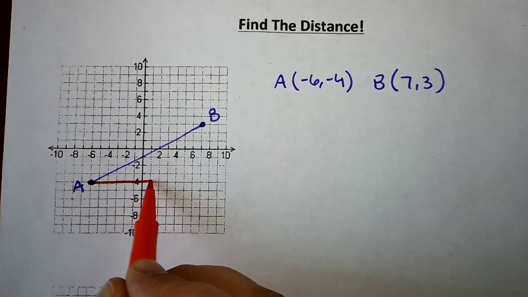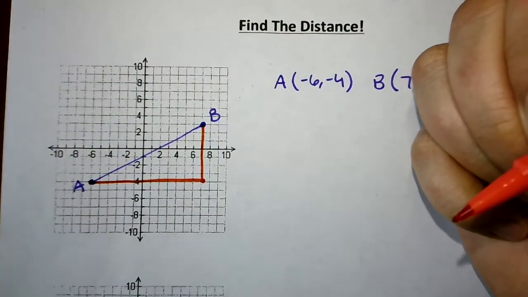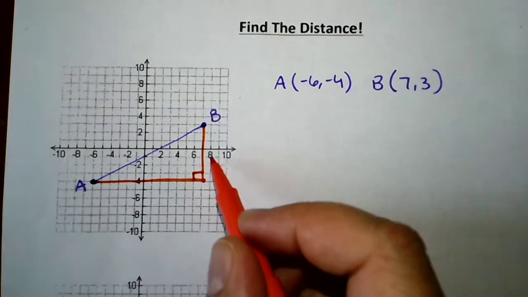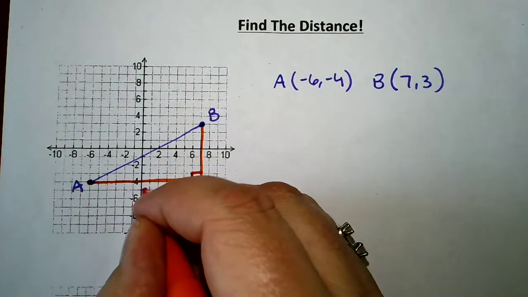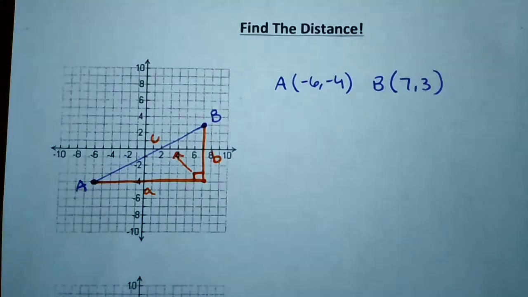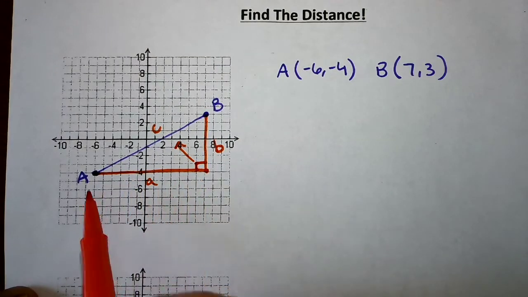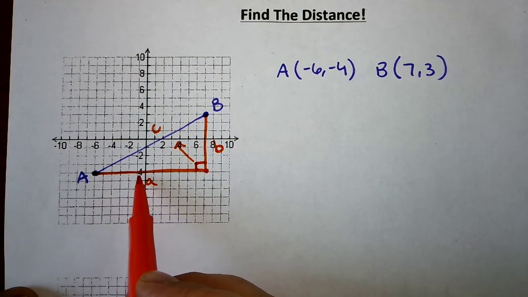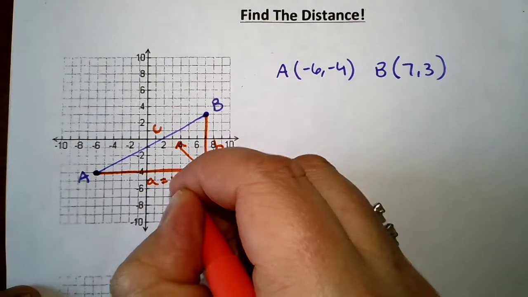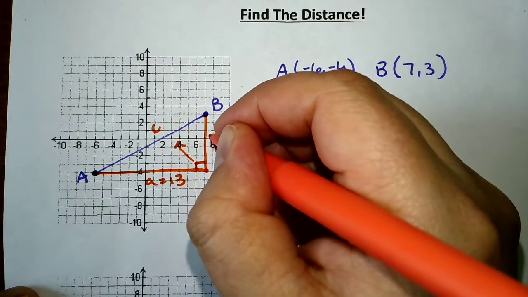So I'm going over and then up. And by doing that, I've created a right triangle. And the 2 lines that make that right angle are your legs, A and B. And then across from the right angle is your C, is your hypotenuse. So now we just have to count how many units long A is. So 1, 2, 3, 4, 5, 6, 7, 8, 9, 10, 11, 12, 13. And then B is 1, 2, 3, 4, 5, 6, 7.